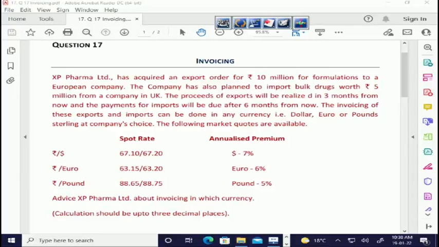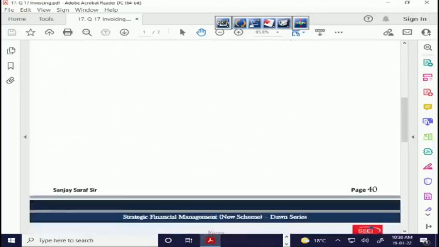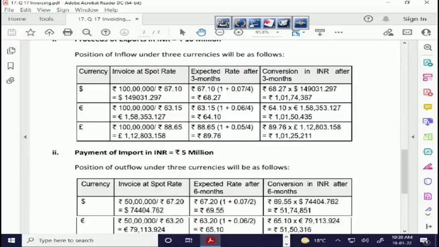Let's check the answer. I haven't seen the answer the institute has given. Yeah, that's what they have done. First of all, they have found out the invoice amount and then they have cross multiplied it. The fact that the spot rate is cancelling out is not being felt, but otherwise it is the same thing. So you can see that in the case of invoicing, dollar gave the highest amount in the last column, 101,74367.